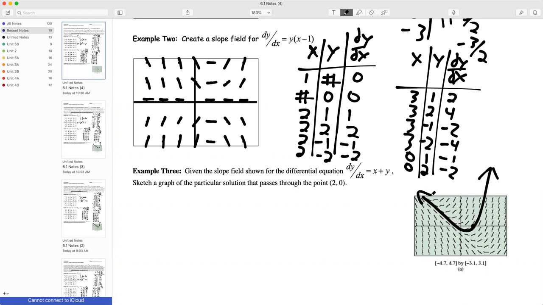And again, it's got to go through the point, and it's got to reasonably follow the slope field. So it will look something like this. Any questions on any of the first 3 examples there on the first page?